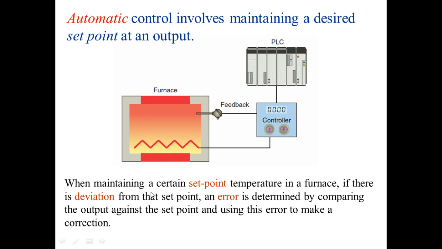So when maintaining a certain set point temperature in a furnace, sometimes there is a deviation from the set point, which we call error. This error will be taken care of by the controller to get back to the set point, to correct the error, so that the temperature of the furnace is maintained at the set point.